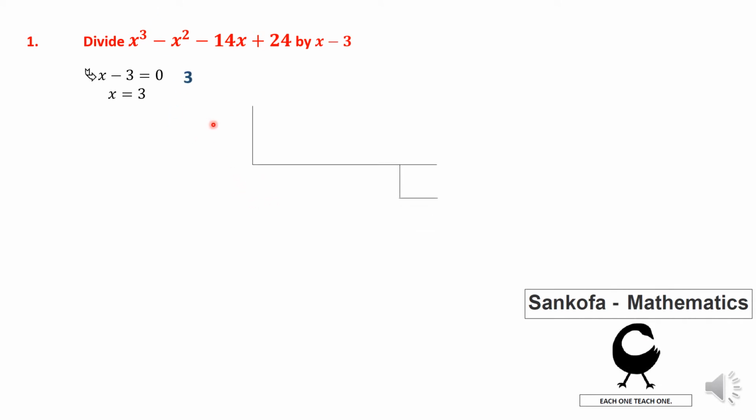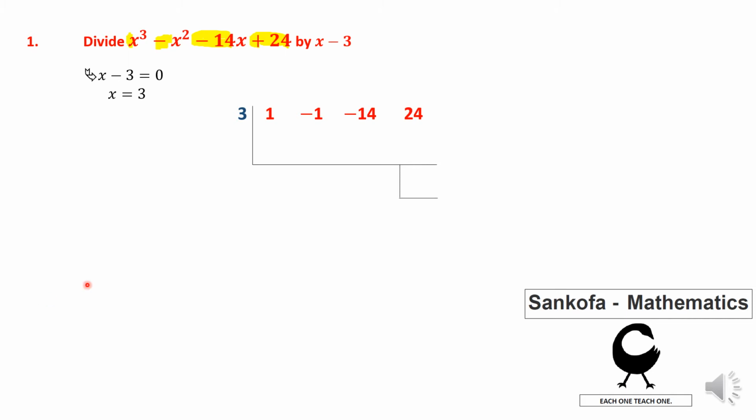So what I'm going to do is just take the coefficients. The 3 that you see here comes from my answer when I let my divisor equal to 0 and solved. So the coefficient of this term is positive 1. The coefficient here is -1. The coefficient here of the x term is -14. And 24 is the constant. So that is what you do. You work with the coefficients.